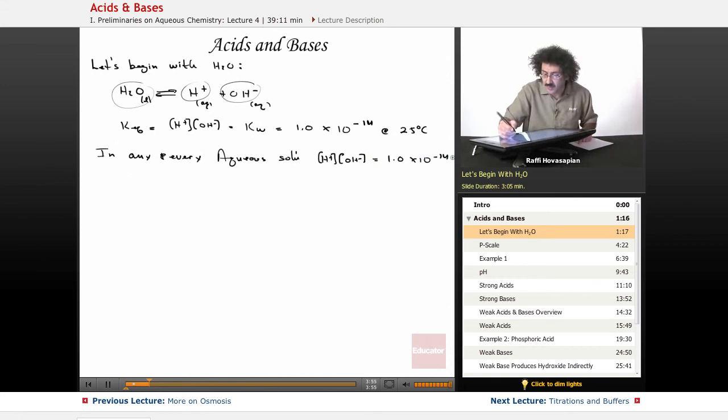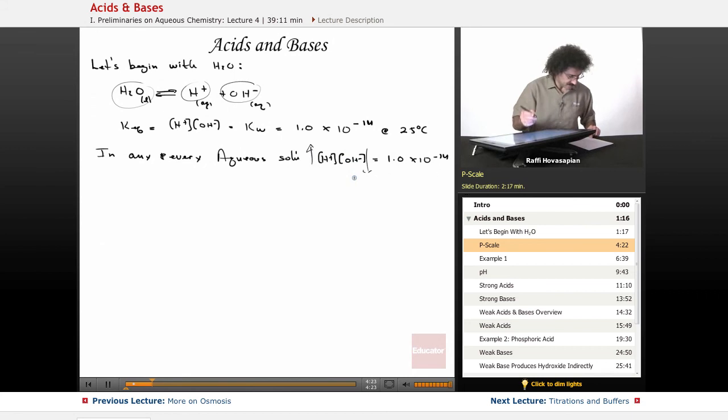In other words, if the hydrogen ion concentration rises for some odd reason, the hydroxide ion concentration drops because their product has to equal a constant. That's what this whole idea is. A constant is something that doesn't change. The particular values of the individual species involved in the constant, they might change, but their product doesn't change. So if one goes up, the other has to go down.